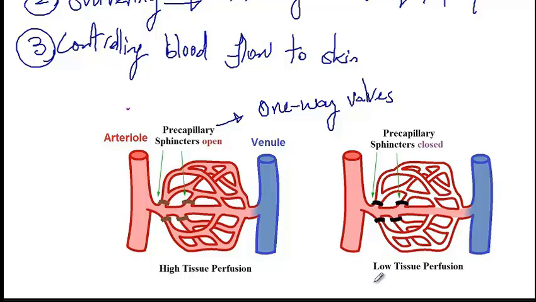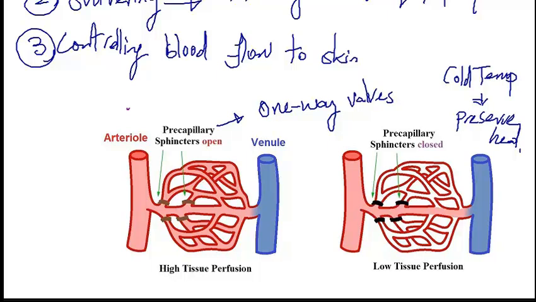On the other hand, when we want low tissue perfusion, like for instance with cold temperature, we want low perfusion of the skin. Under those circumstances, the precapillary sphincters close in order not to let any blood go into the capillary bed. This way, the blood will be shunted from arterioles directly into venules in order to preserve heat. All right, so that covers the functions of the cardiovascular system.